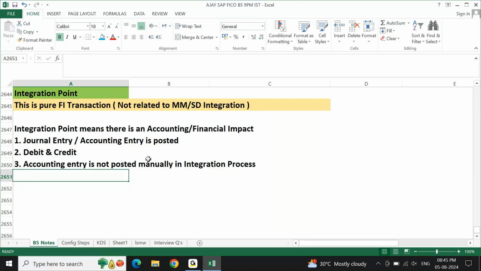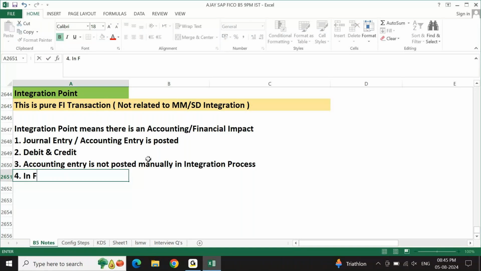So far, in your accounts payable, in your accounts receivable, you were posting invoice manually, meaning purchase invoice we were posting manually, which means vendor invoice we were posting manually using F-43. Similarly, customer invoice also we were posting manually using F-22. So far, whatever invoice processing that we did, it was manual. But in your integration, accounting entry is not posted manually. What will happen?